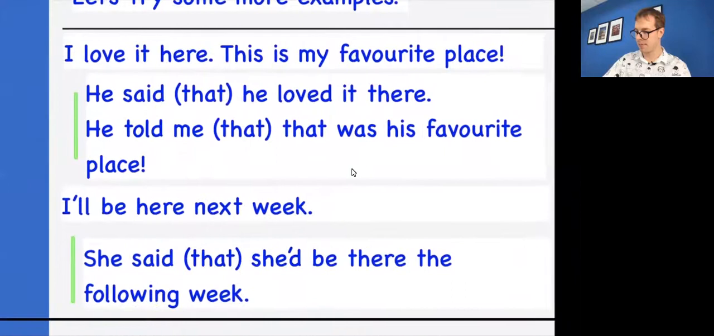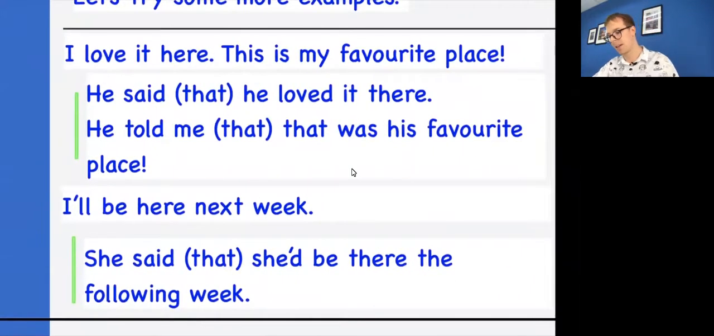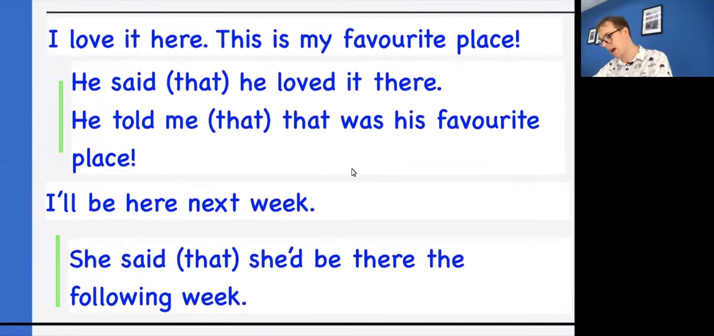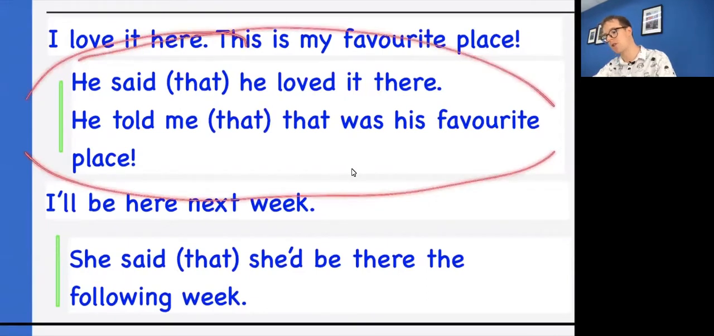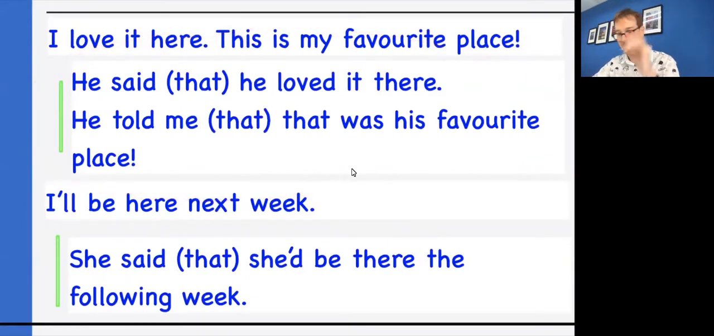Okay. My other examples. Same here, right? I love it here. This is my favorite place. Okay. My correct grammar in the book, I would change it to this. But based on our rule, if I know it's true, I know it happened recently, it's a fact, right? He said that he loves it here. Okay, as long as the location is still here, as long as I know it's true, right?